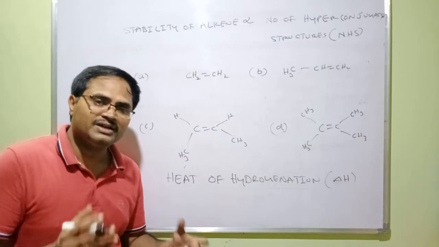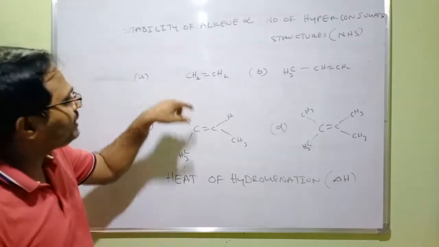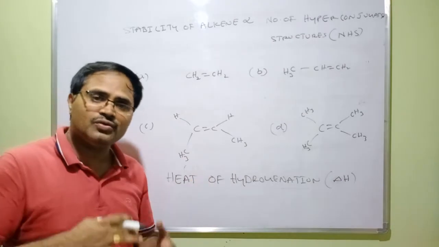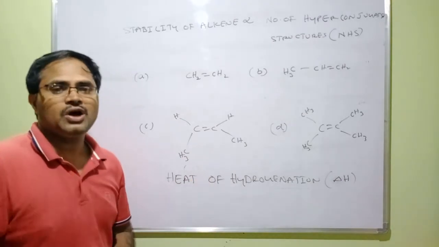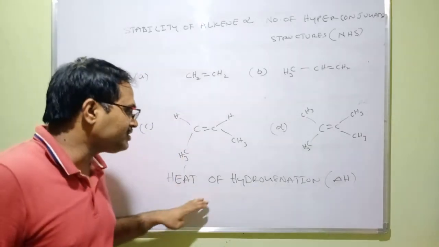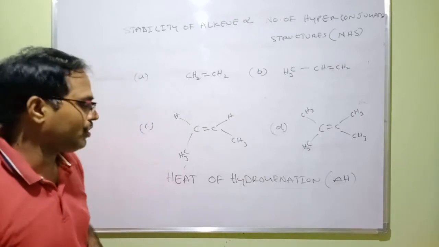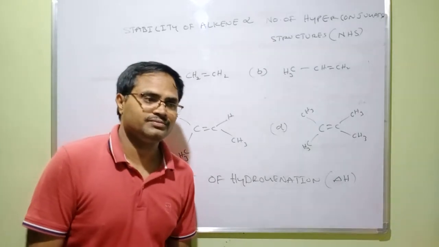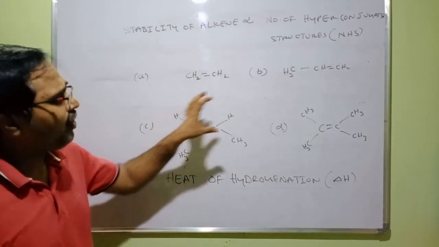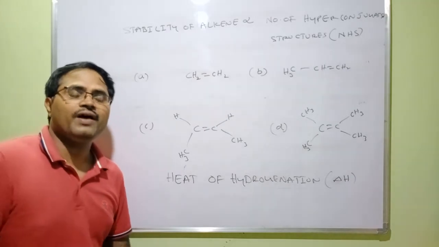So what is meant by heat of hydrogenation? It is the amount of heat released when an alkene undergoes reduction. We know that alkenes undergo a reduction reaction and become alkanes. So when an alkene undergoes a reduction or hydrogenation reaction, how much heat is released? That amount of heat is called heat of hydrogenation. Now the question is, which of the following alkenes has the highest heat of hydrogenation?